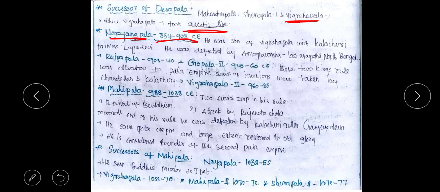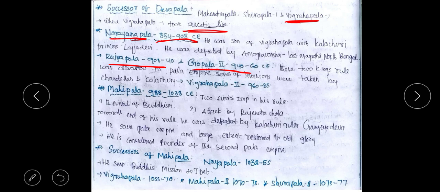At this time Amogha Varsha became bigger and a little more powerful, and some parts of the Pala Empire were lost to the Rashtrakutas, that is Munger, in the southern part of Bihar and the northern part of Bengal. These were lost. The next rulers we see are Rajapala and Gopala. This is their time period; Gopala ruled up to 960.